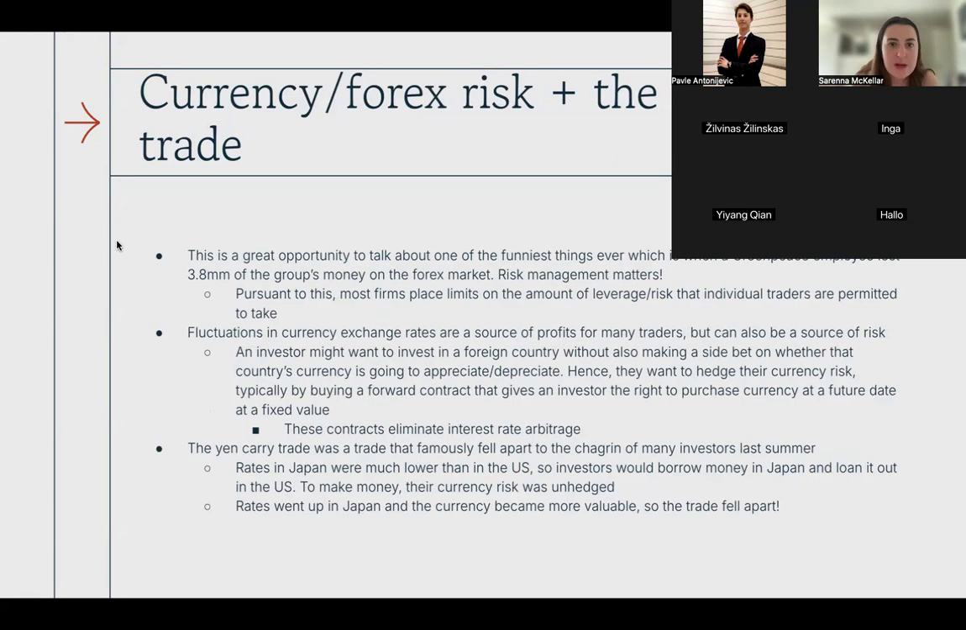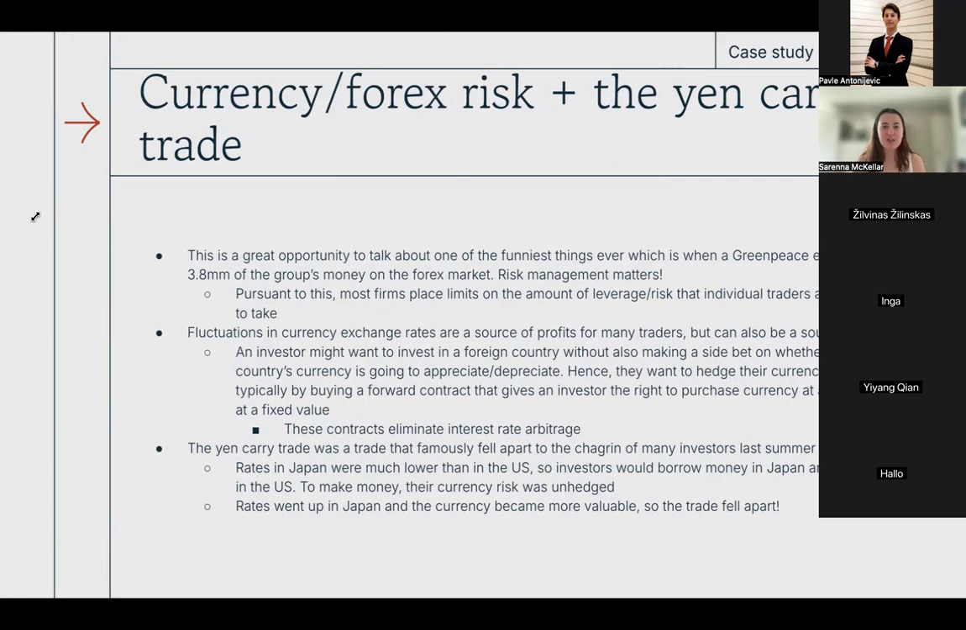So the next thing I want to talk about is currency risk. This is a good opportunity to talk about what I think is one of the funniest things ever, which is if you guys are familiar with the charity Greenpeace, or not really charity, advocacy group Greenpeace, they have money obviously, and they try to invest it so they can grow the amount of funds they have based on their donations. And there was a rogue Greenpeace employee in their finance department that was trading the firm's money and lost about 3.8 million euros on the foreign exchange market. And this is why risk management and regulations matter.